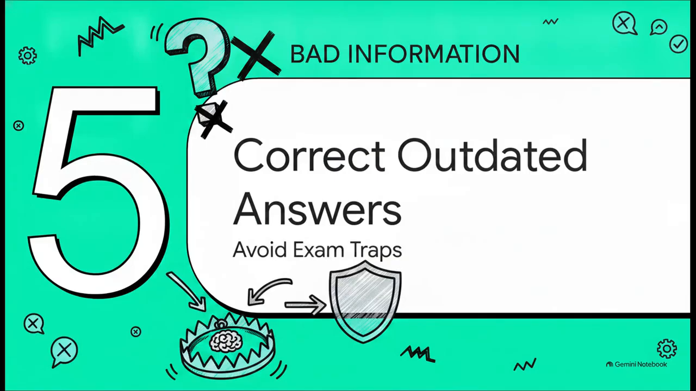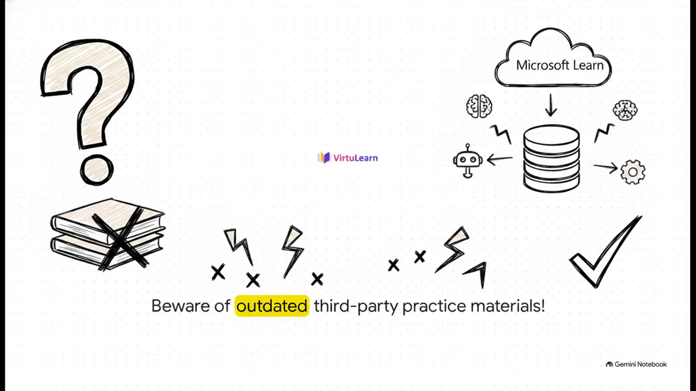Pivoting to Section 5, correcting outdated exam answers. Let's clear up some bad info. Because the Microsoft AI landscape evolves literally at lightning speed, there's a lot of outdated information floating around in unofficial study materials. We really need to explicitly call out these traps so they don't cost you points.